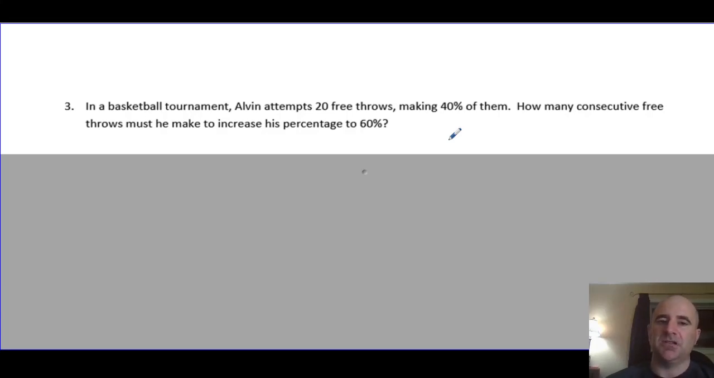And suppose he'd like to make 60% of his free throws. How many consecutive free throws must he make to increase his percentage to 60? So imagine he's done his 20 free throws, he's made 40% of them. Now, how many do we need to hit in a row to bring his final percentage up to 60? Now, you could probably guess and check this answer, but let's do something a little bit better.